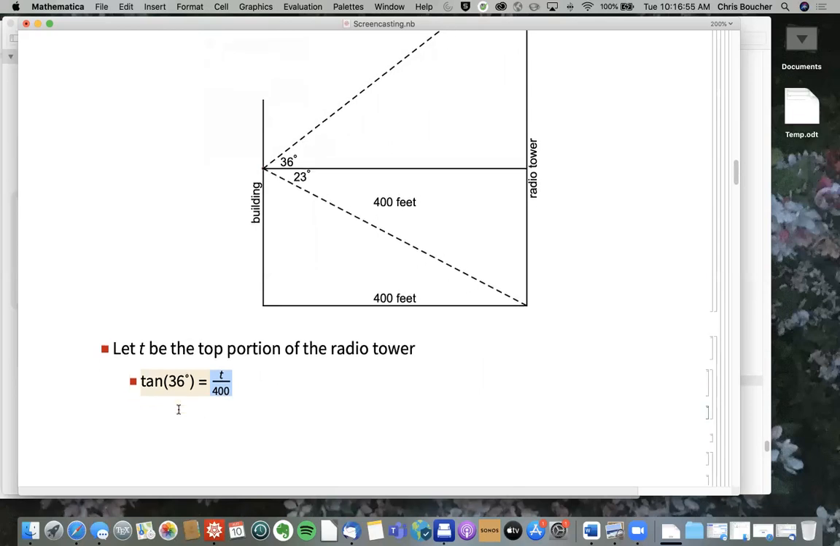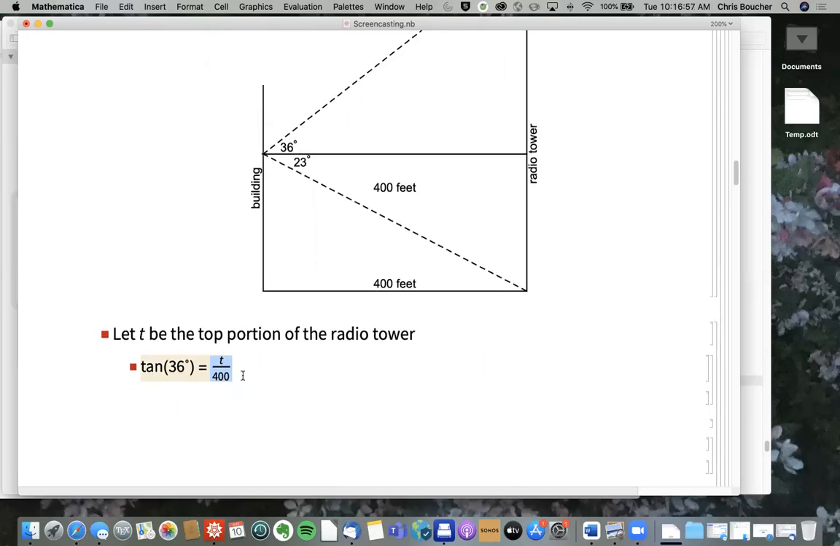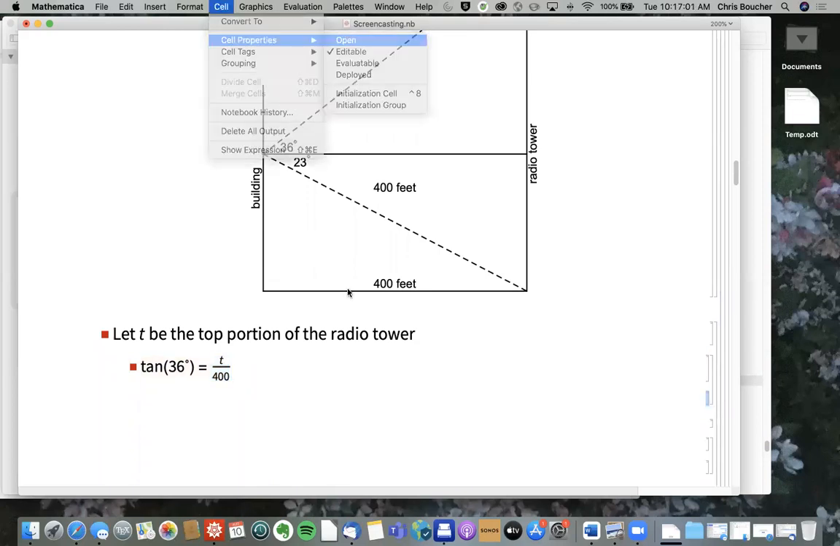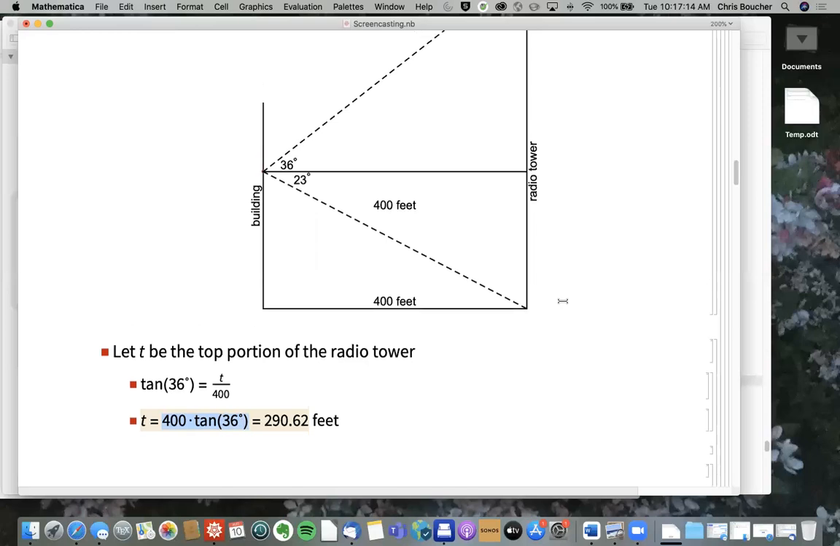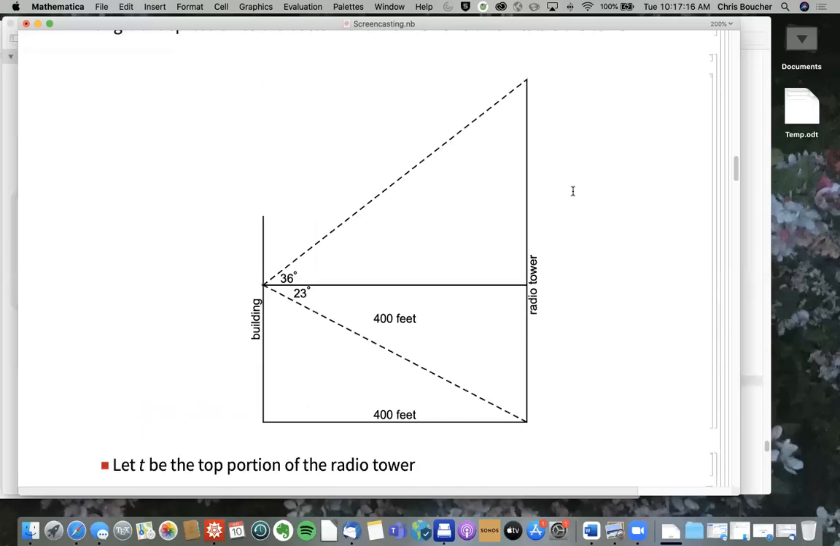And we've seen a few of these kinds of equations at this point. I'll multiply both sides by 400 to solve the equation for T, right? And I come out with this value. This is going to be in feet because the 400 was in feet. So let's add that here. Okay, and this I just did on my calculator. Now this isn't the height of the tower. This is just the height of the top part, the value of T.